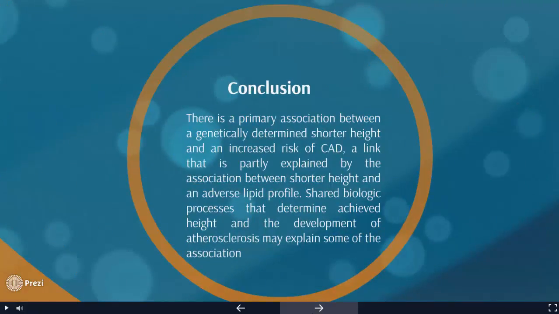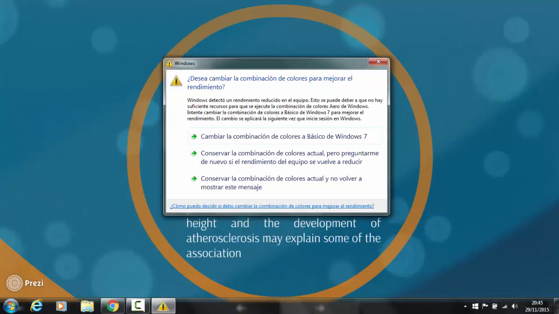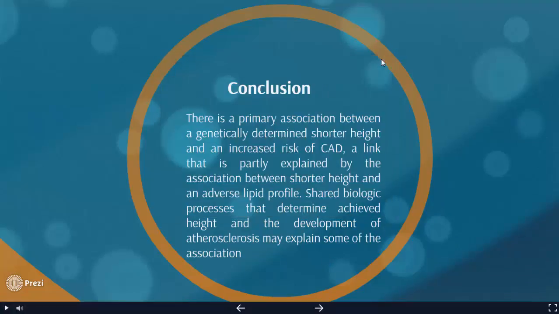Conclusion. There is an association between a genetically determined short height and increased risk of CAD, a link that is partly explained by the association between short height and an adverse lipid profile. The shared biologic processes that determine height and the development of atherosclerosis may explain some of the association.